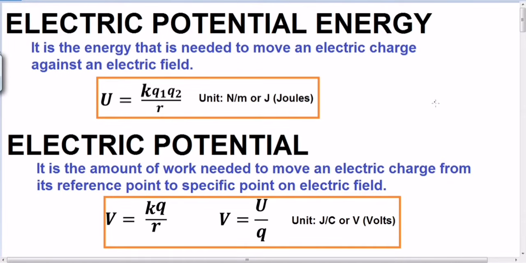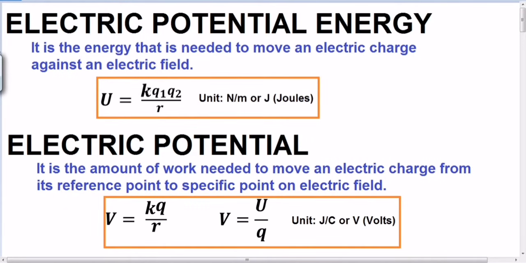So itong electric potential energy guys, energy yan. Pagka electric potential lang, walang word na energy, that is the amount of work. So, ang formula na ginagamit natin sa electric potential energy is this one, U. So, ang symbol ng electric potential energy is letter U. So, U is equal to K, Q sub 1, Q sub 2 all over R.